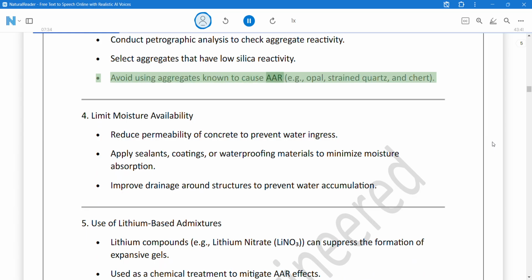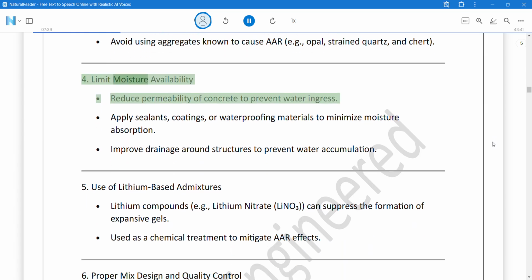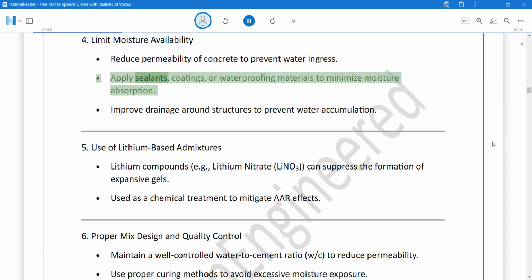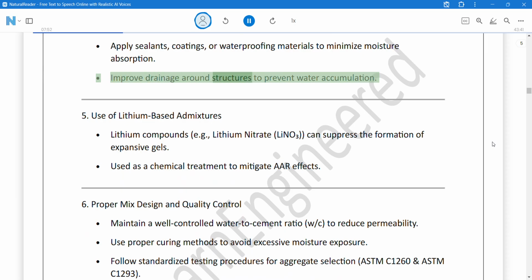4. Limit moisture availability. Reduce permeability of concrete to prevent water ingress. Apply sealants, coatings, or waterproofing materials to minimize moisture absorption. Improve drainage around structures to prevent water accumulation.